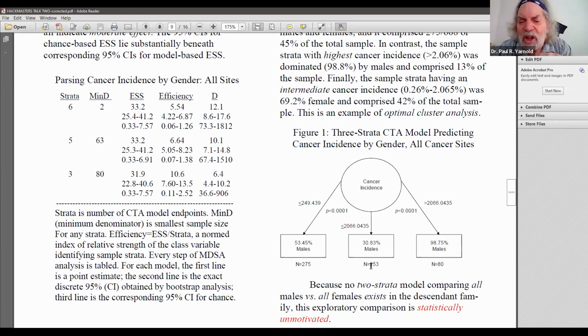This is called Simpson's paradox, because no 2-strata model exists comparing all males versus all females. It doesn't exist. It's an incorrect specification. It's not robust. It doesn't exist. It's fantasy. Instead, what happens is that this exploratory comparison, males versus females, is statistically unmotivated. As I said, this is one of the most ubiquitous problems in all of empirical science. People are making comparisons as if it's their right. It's not their right. They have to figure out what comparisons are legitimate and which ones are not.